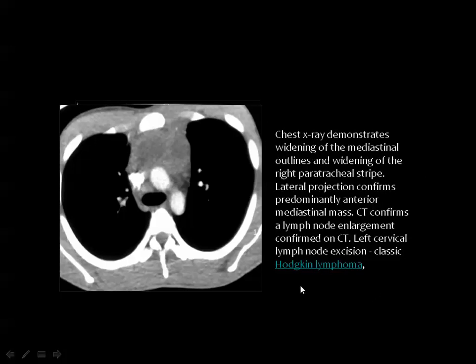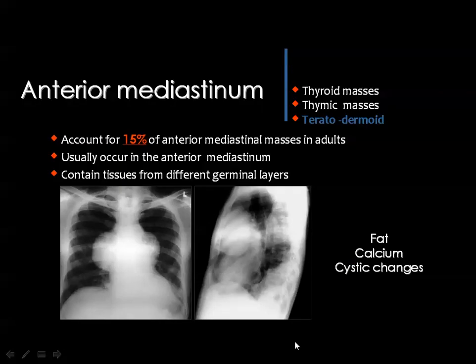Then after biopsy, and most of these lesions are usually biopsied under imaging guidance, it proved to be a Hodgkin lymphoma. Then we came to the third lesion, which is the teratodermoid, and this teratodermoid is diagnosed by the presence of fat and calcium and cystic changes. Actually, if you see fat, this is enough. If you see fat and calcium, this is good. If you see fat, calcium, and cystic changes, this may confirm the diagnosis of a teratodermoid cyst.